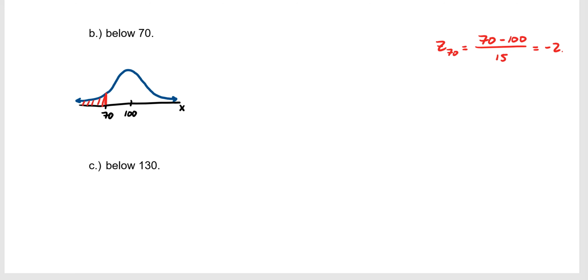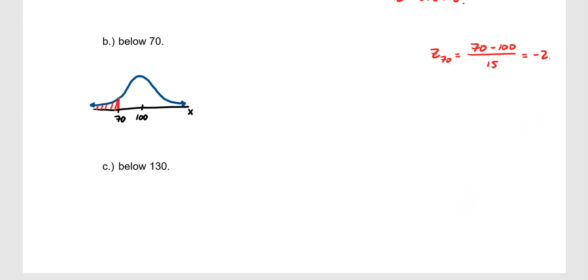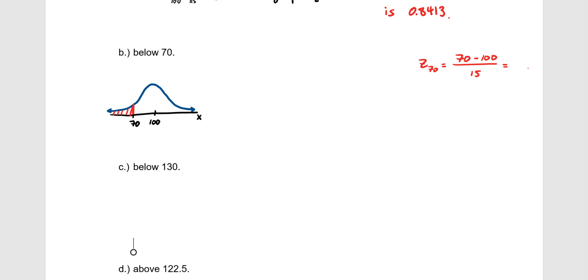And something to keep in mind for these is when you're calculating the z-score, if you have to round, you have to round to the nearest hundredth.